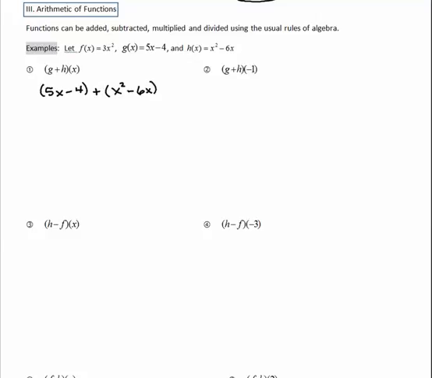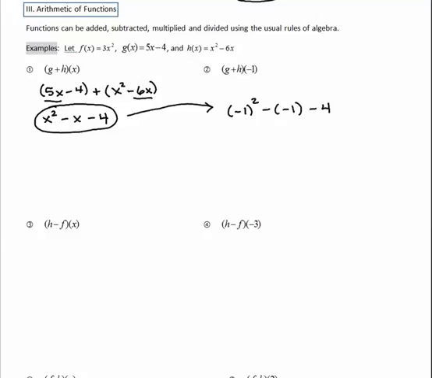Because of the addition, I can really just ignore the parentheses and combine like terms. I would have x squared minus 1x, or just minus x, minus 4. And that single function is actually the sum function of g plus h. Now, if I wanted to know what is g plus h of negative 1, all I need to do is plug the negative 1 into the function that I just found. So I would have negative 1 squared, subtract negative 1, minus 4. 1 plus 1 minus 4 gives me negative 2.